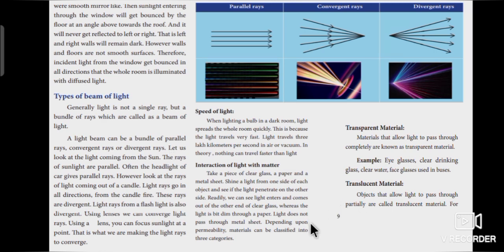Depending upon permeability, materials can be classified into three categories. First one transparent materials, second one translucent material, third one opaque material. What is transparent material? Materials that allow light to pass through completely are known as transparent material. Example, eyeglasses, clear drinking glass, clear water, face glasses used in buses. Second one, translucent material. Objects that allow light to pass through partially are called translucent material.